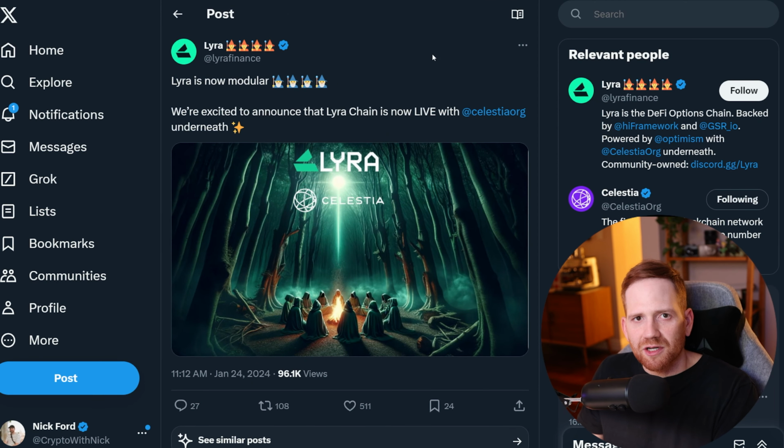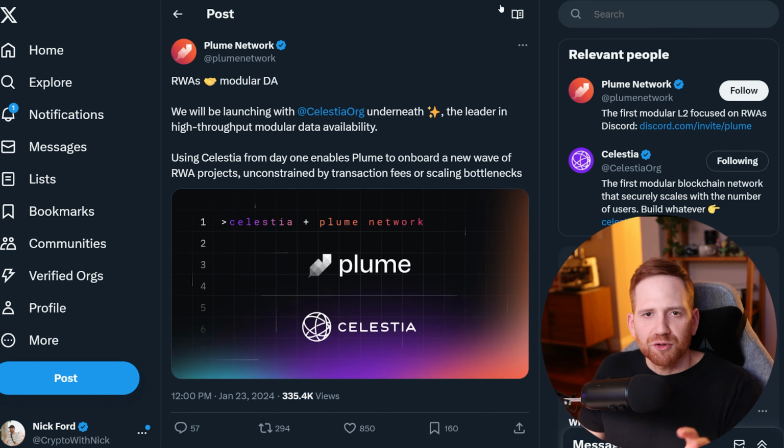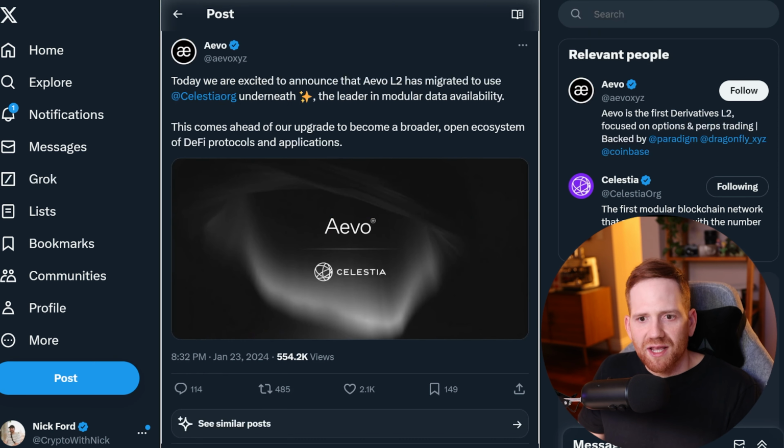For example, Lyra, who's doing option protocols. We also have Subquery, even Plume Networks, who's focusing on RWAs, as well as Aveo. And so you can just see that there are so many projects that are excited and have been waiting for this for quite a long time and are immediately jumping at the opportunity to get involved.